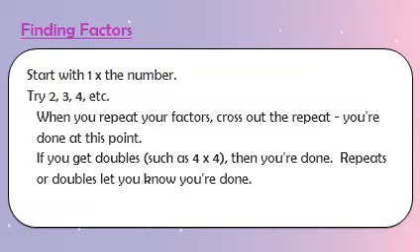Guys, I'm going to give you an example, but you have to keep in mind, when you repeat your factors, you cross out the repeat and you stop. And when you get doubles, such as 4 times 4, that means you are done. Of course, you are asking, what does that mean? I will give you examples, and you are going to get the idea. So let us start.